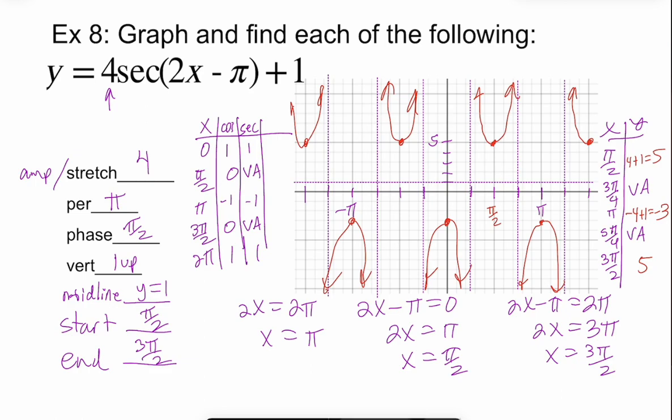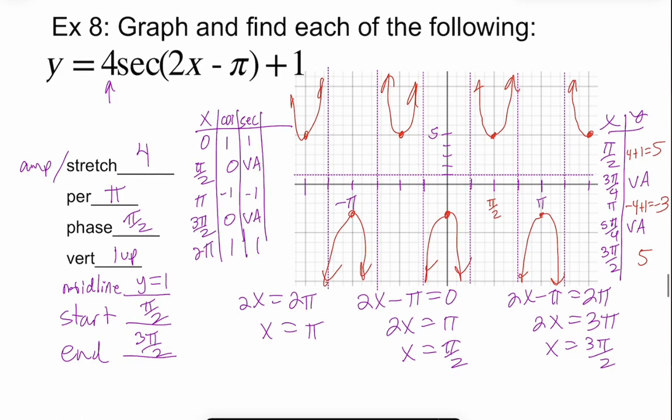Another thing to look for is these should be the same height away from your middle line, because that's kind of like the stretch or the amplitude. Your gap is 4 above the line, 4 below the line, 4 above, 4 below, 4 above, 4 below. So these patterns have lots of patterns. These are equally spaced. These are equally spaced. These are equally spaced. So there's all those things that are equally spaced. So that is graphing a secant.